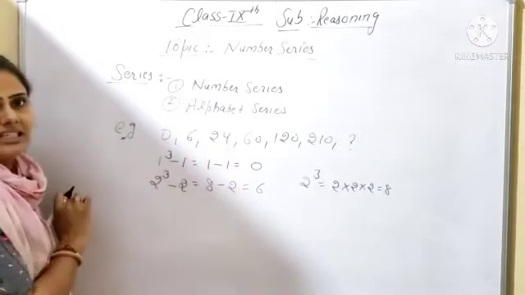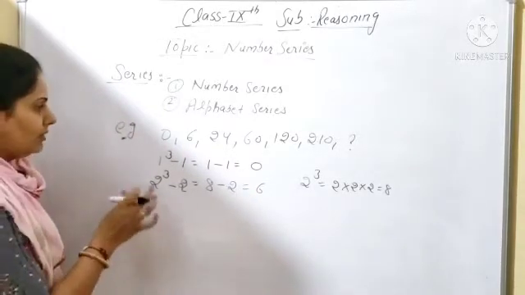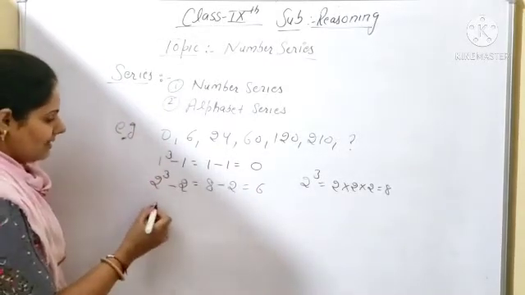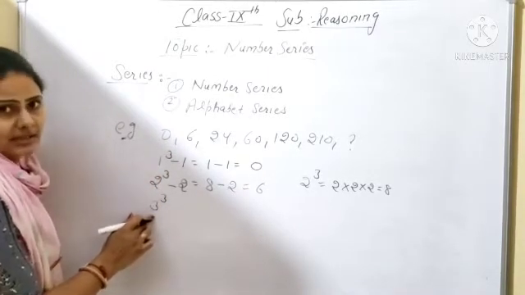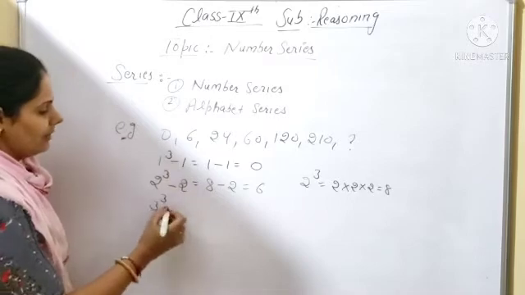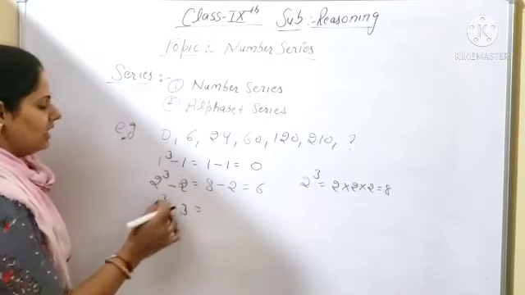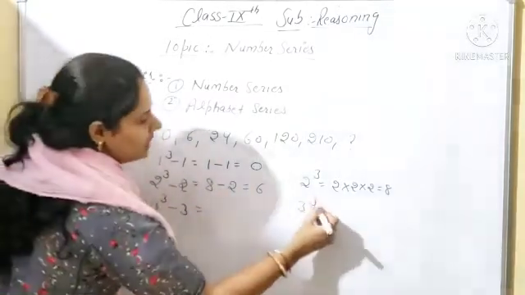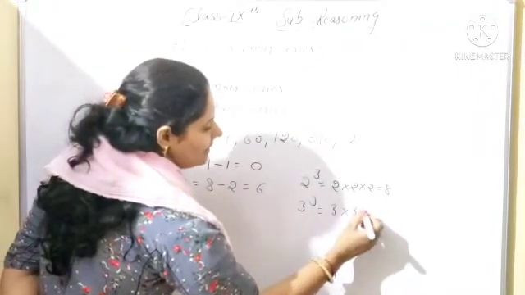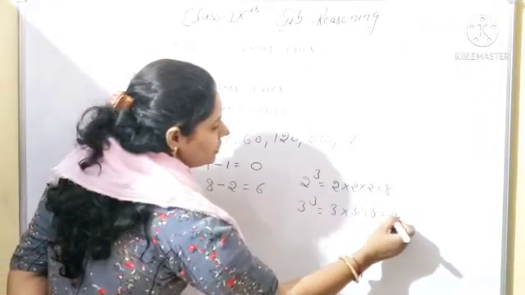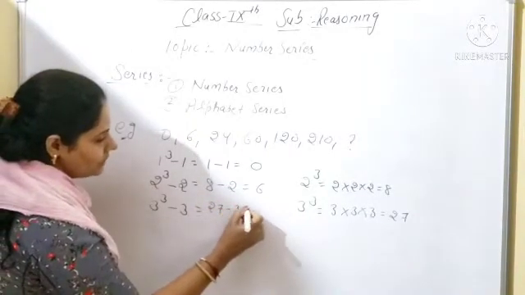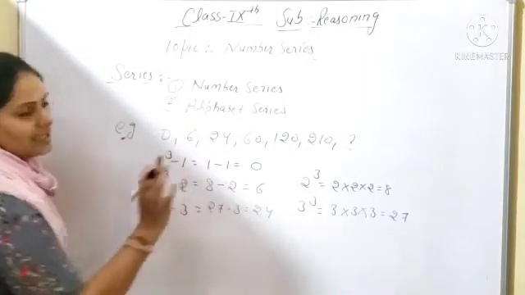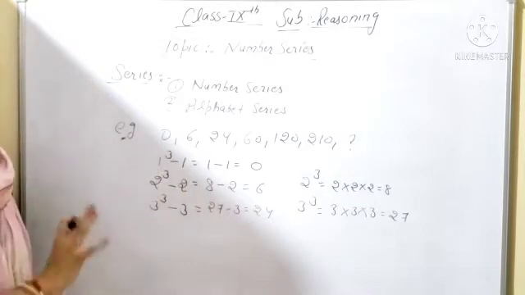Clear? After that we will check the next number. Can we follow this pattern? After that it will be 3 cube. Here 1 cube, next is 2 cube. So what will be the next number? 3 cube. Here 1, 2, so the next is 3. Okay. So 3 cube means you will multiply 3 by 3 times. So 3 into 3 into 3, you will get the number 27. So 27 minus 3, you will get the number 24. Is it correct? Yes. Okay. So we can follow this pattern.